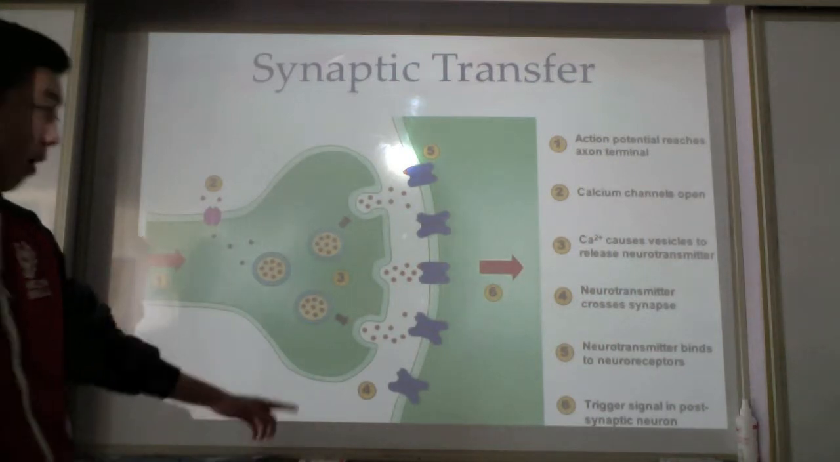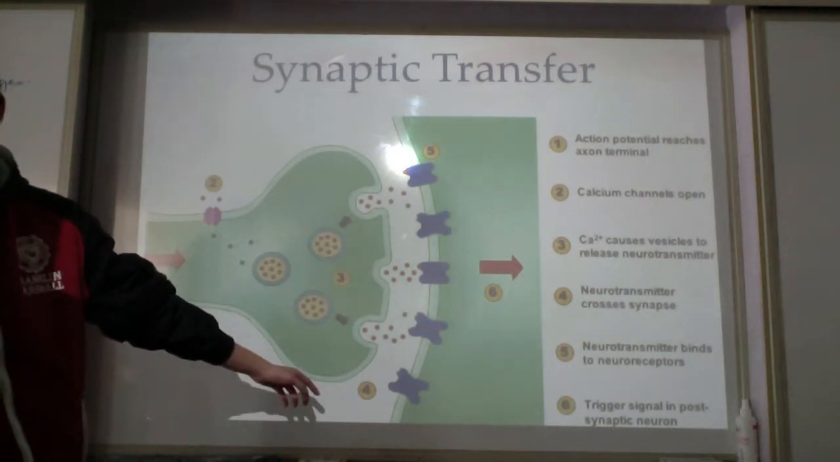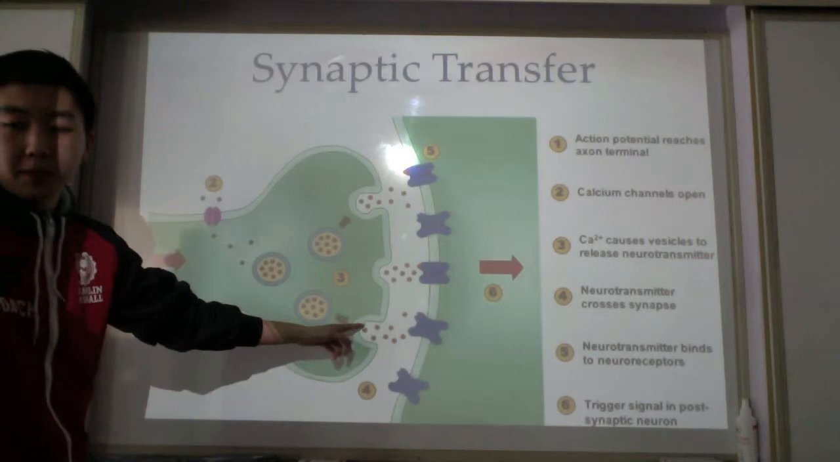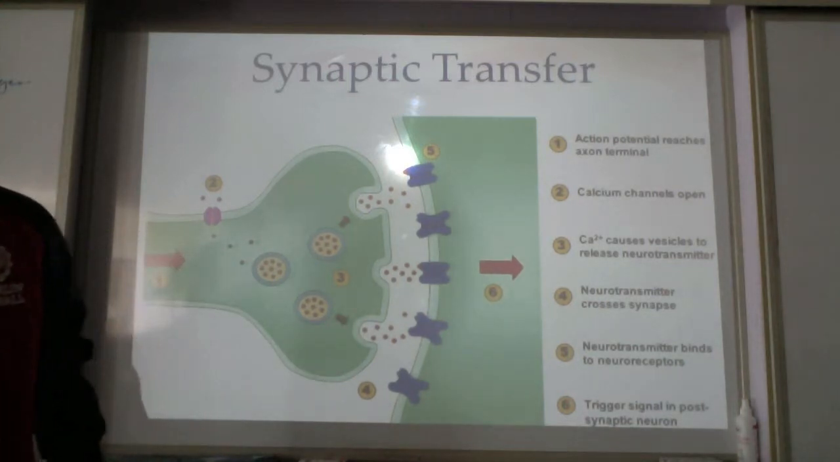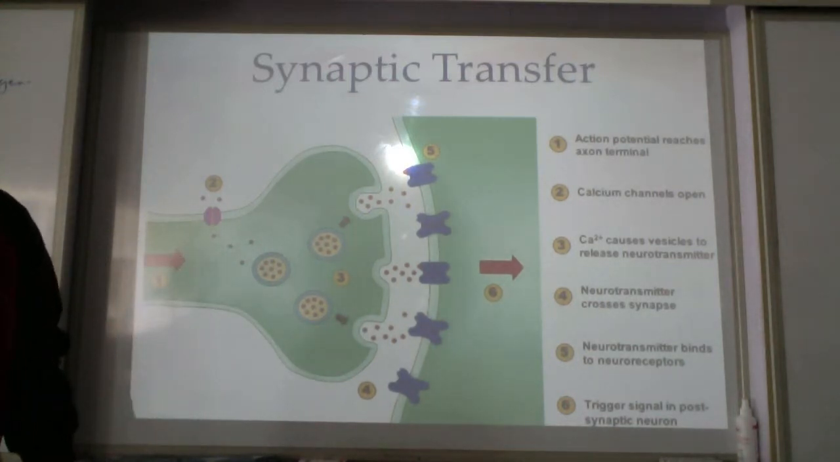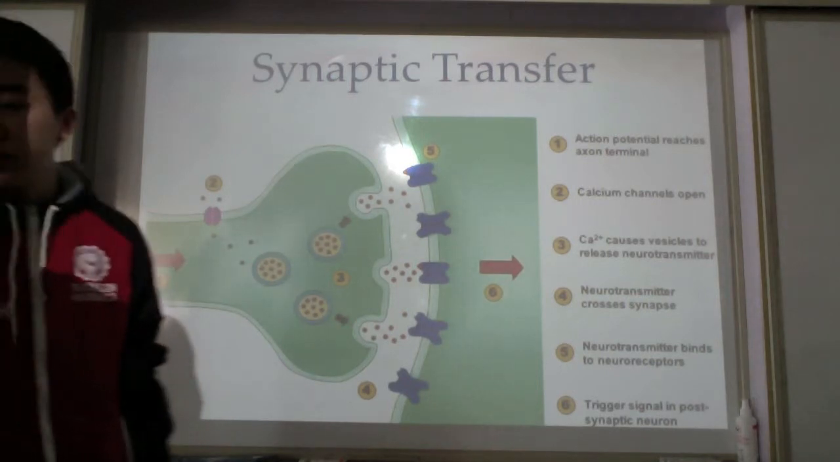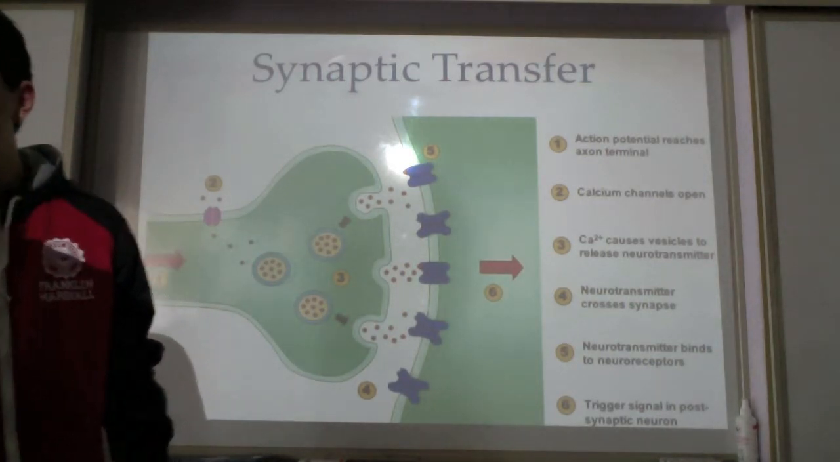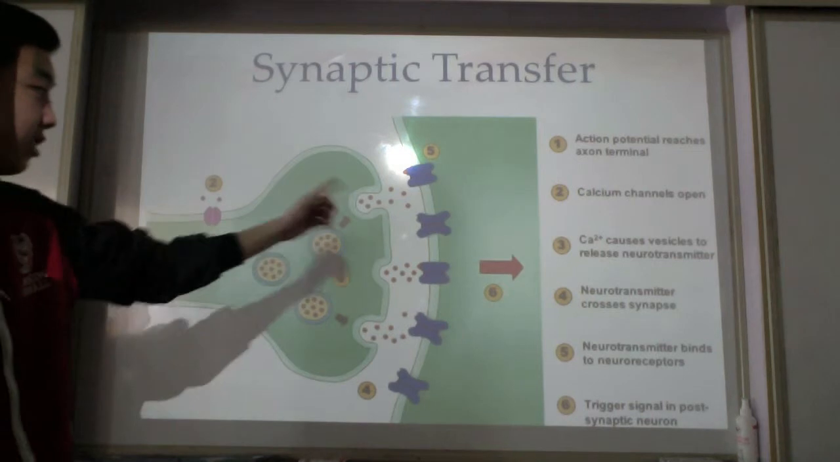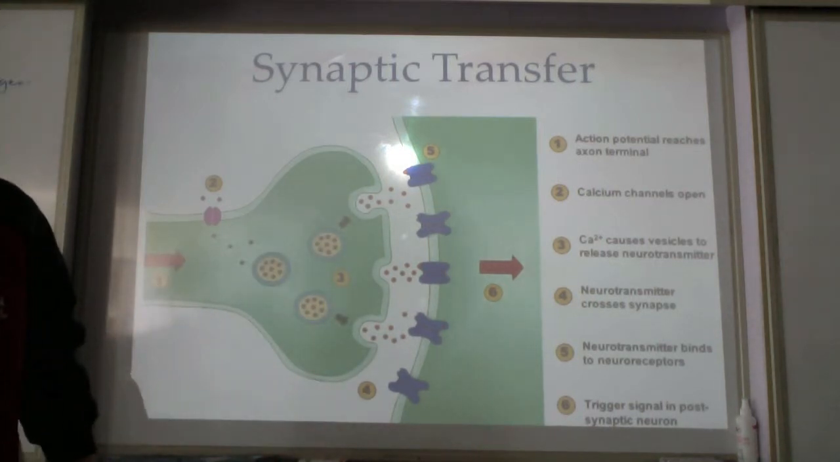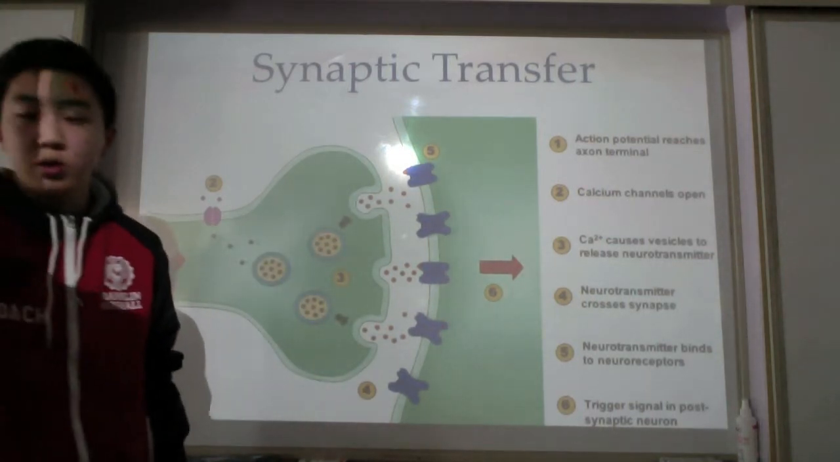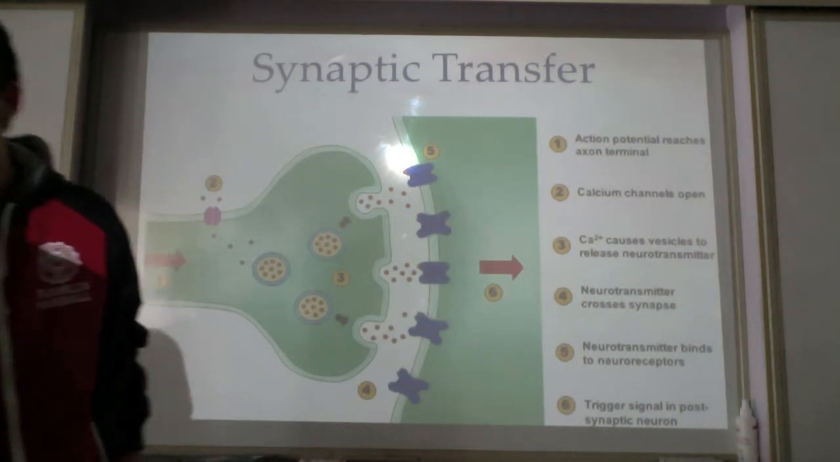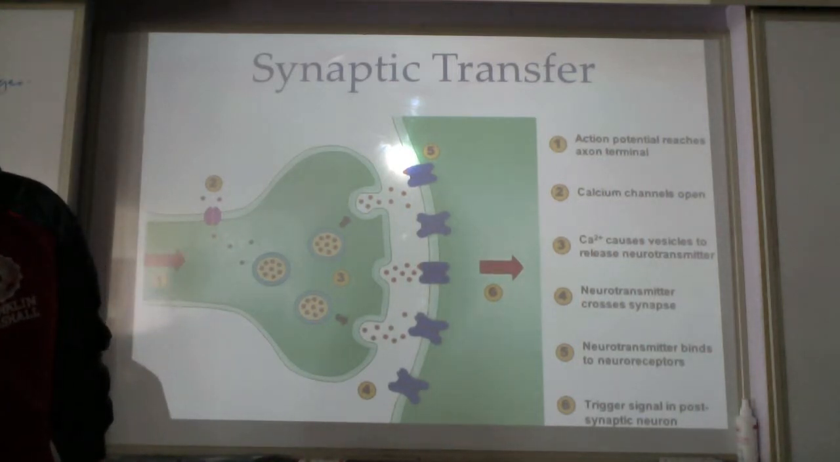The neurotransmitters then bind to the appropriate neuroreceptors on the postsynaptic membrane, which open ligand-gated channels. So depending on the neurotransmitter, they can increase or decrease the likelihood of the postsynaptic neuron to have an action potential. So the difference is some are excitatory neurotransmitters and some are inhibitory neurotransmitters.